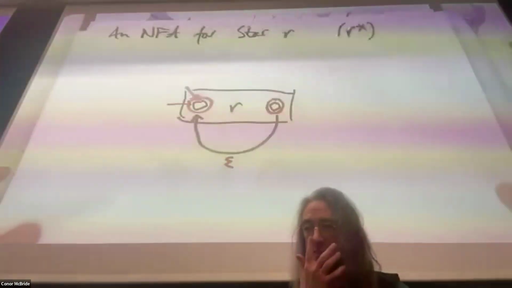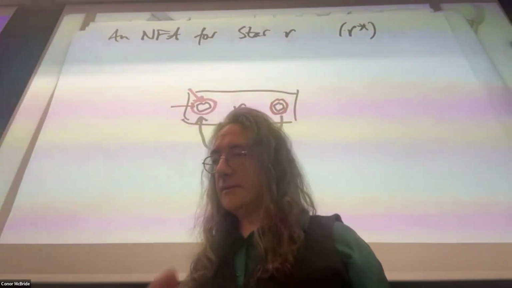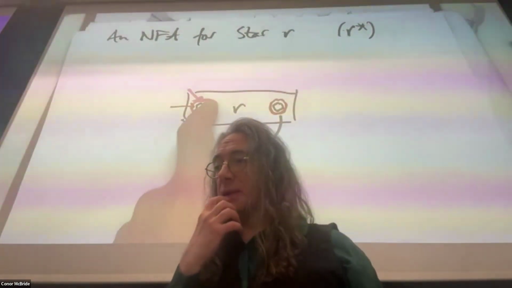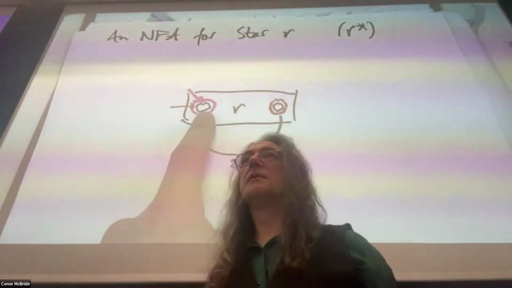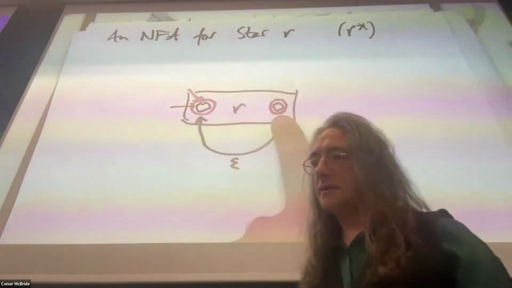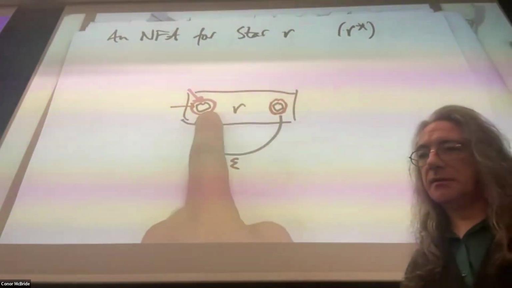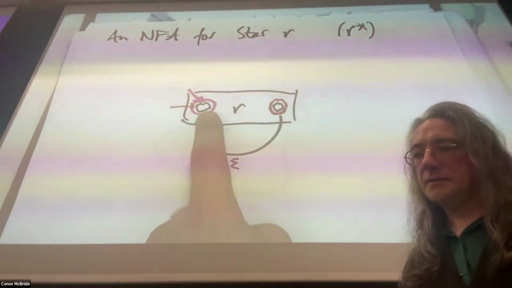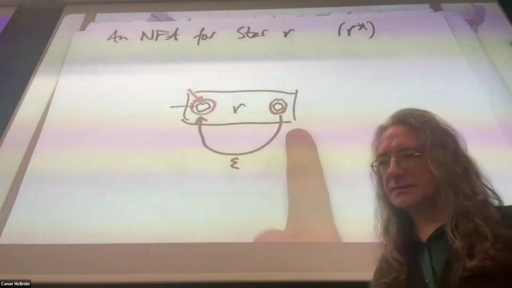Can I do this again? I just realized this is completely wrong. Is it completely wrong? You have to be a little bit more careful, because R could make a detour and get back to its starting state, right? Without actually going to its finishing state. In which case we would now accept it, even though R didn't accept it.